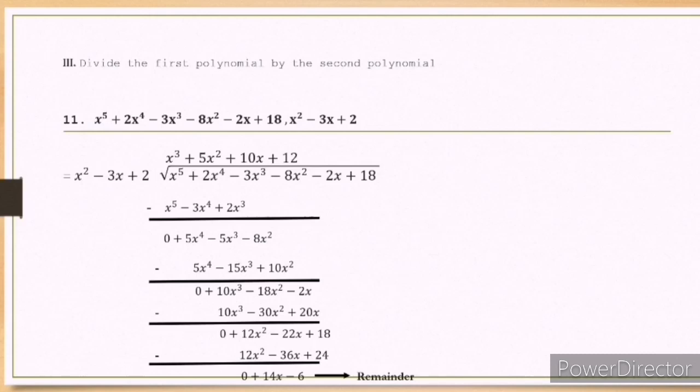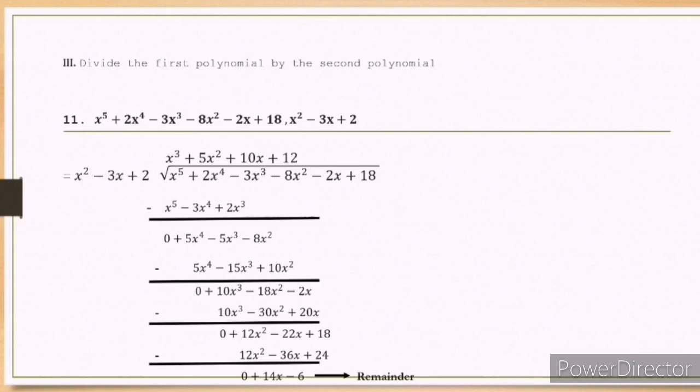In dividing polynomials using long division, first, we have to divide the first term of the dividend by the first term of the divisor. This is the first term of the quotient. Multiply the new term by the divisor and subtract this product from the dividend. This difference is the new dividend.